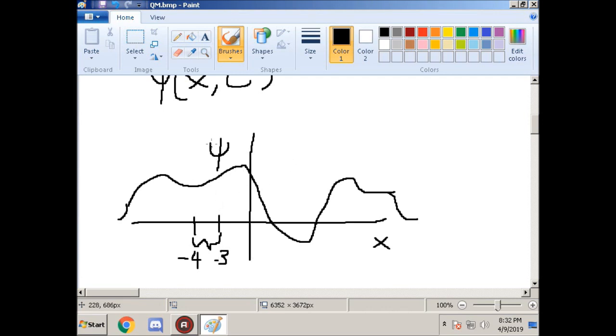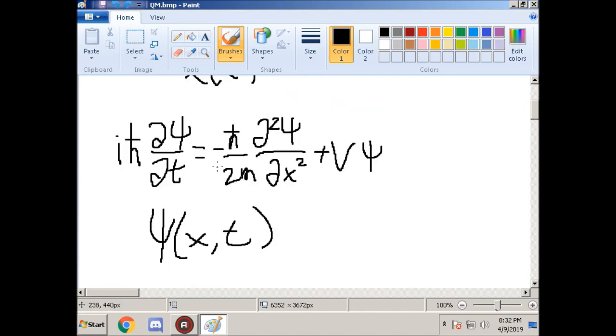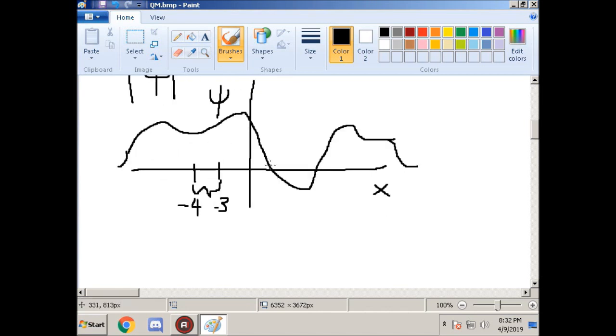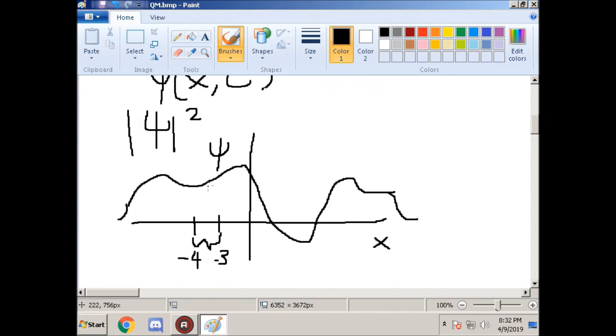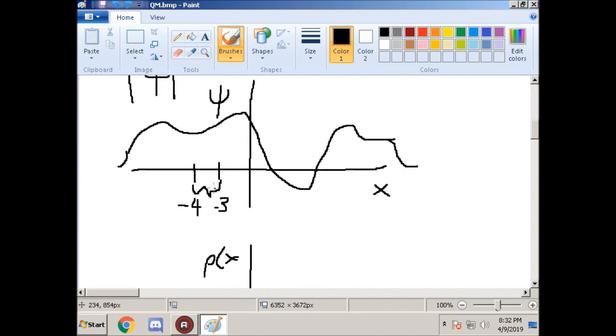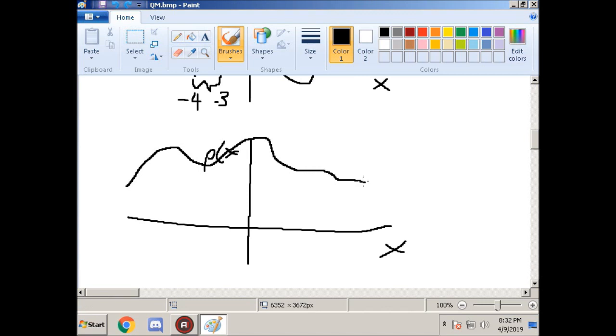So what we do is we take this psi and we take the norm of it, which is the complex conjugate times the original function, as I just said. So the amplitude will be squared here, and we get the probability density function. If we square this wave function, it might look something like that. I'm just really bad at drawing, but anyway. Then we can take the area under the curve between -4 and -3 to find the total probability that we'll find it somewhere in that region.